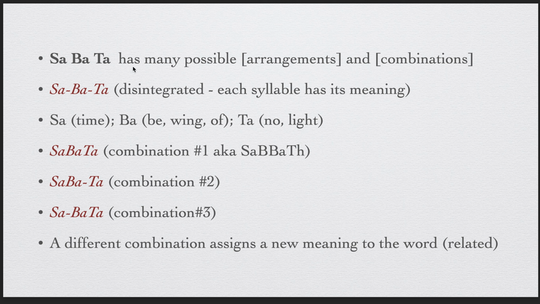So sabata has many possible arrangements and combinations. When you break it out like this, each syllable has its meaning, like I've just shown, where sa is time, ba is be, wing or off, and ta means either no or light. When you combine it, sabata, that's where you get your sabbath from.